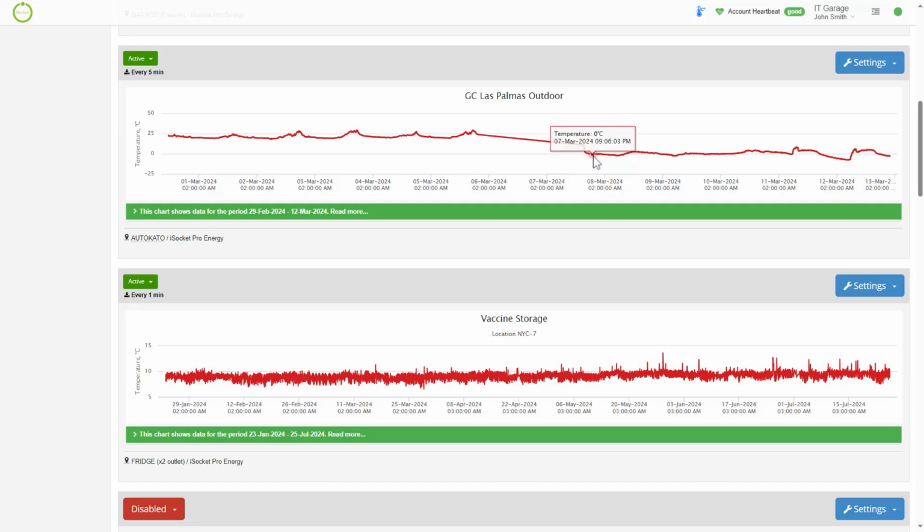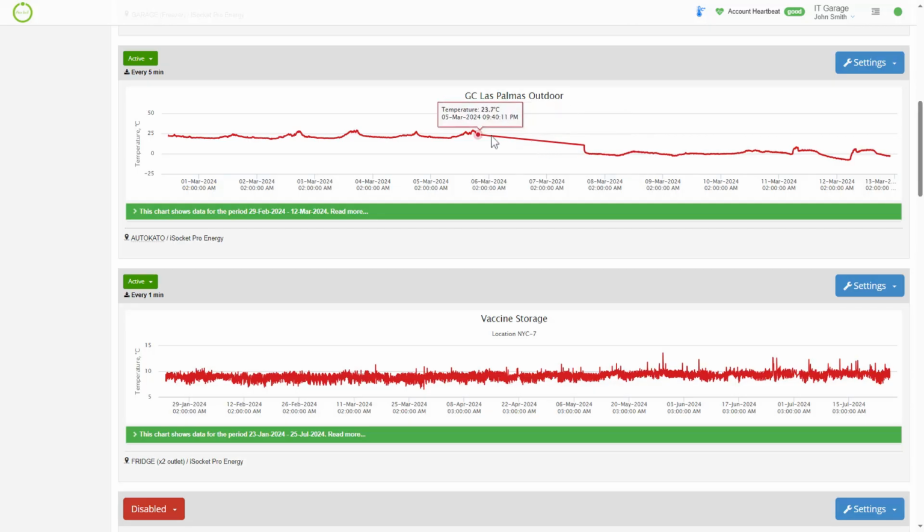That is definitely not Las Palmas. Let me analyze it. Here, from that point till the 5th of March, it means that it wasn't connected during this period. Then I think it's something in Finland. I think it's outdoor, 0 in March. Yeah, it is in Finland.